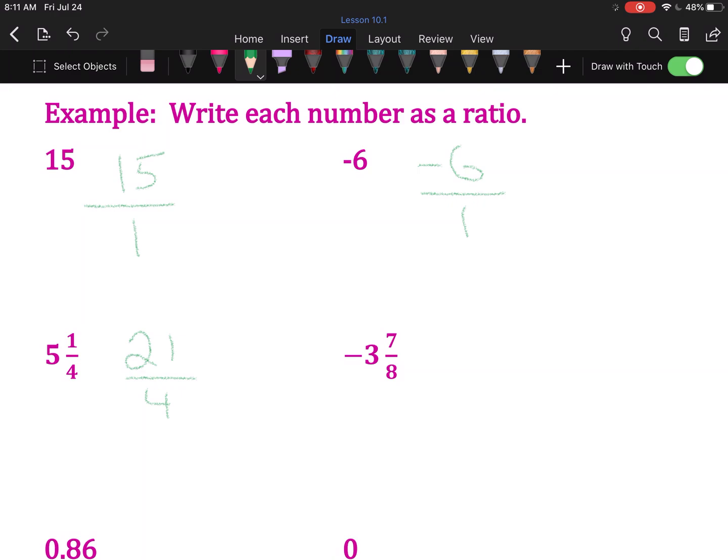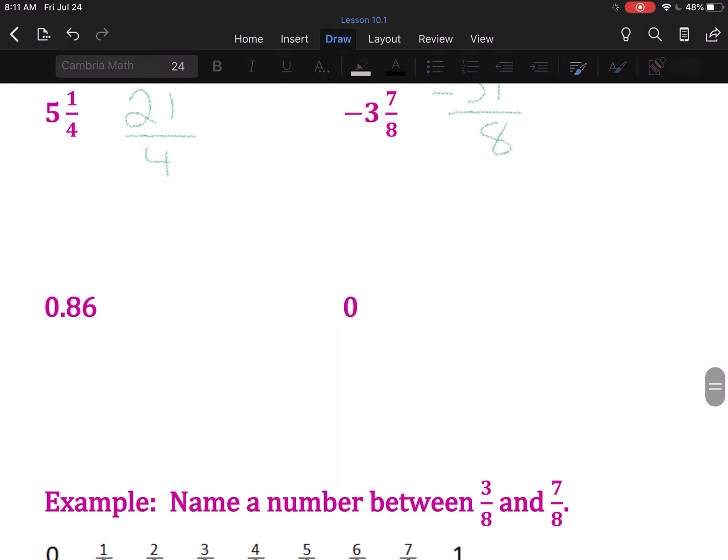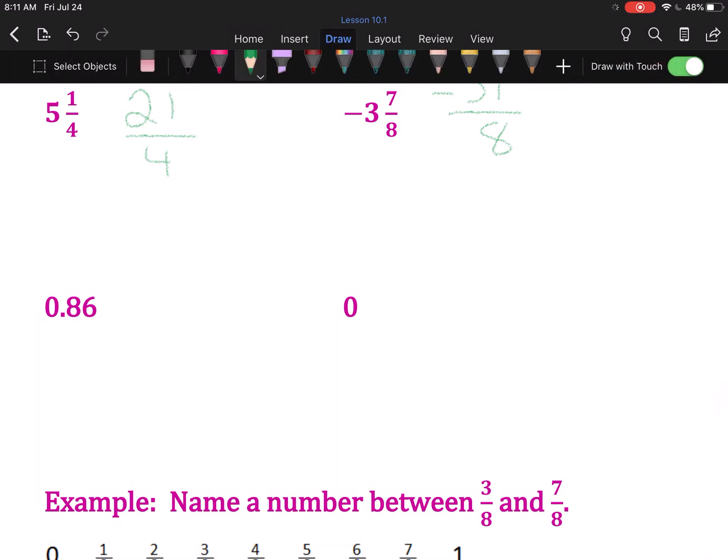8 times 3 is 24. 24 plus 7 is 31. So it's -31/8. 0.86, that's 86 hundredths. We can divide both of those by 2 to get 43 fiftieths as a simplified form. And 0 is basically a whole number, so we just slap that over 1.